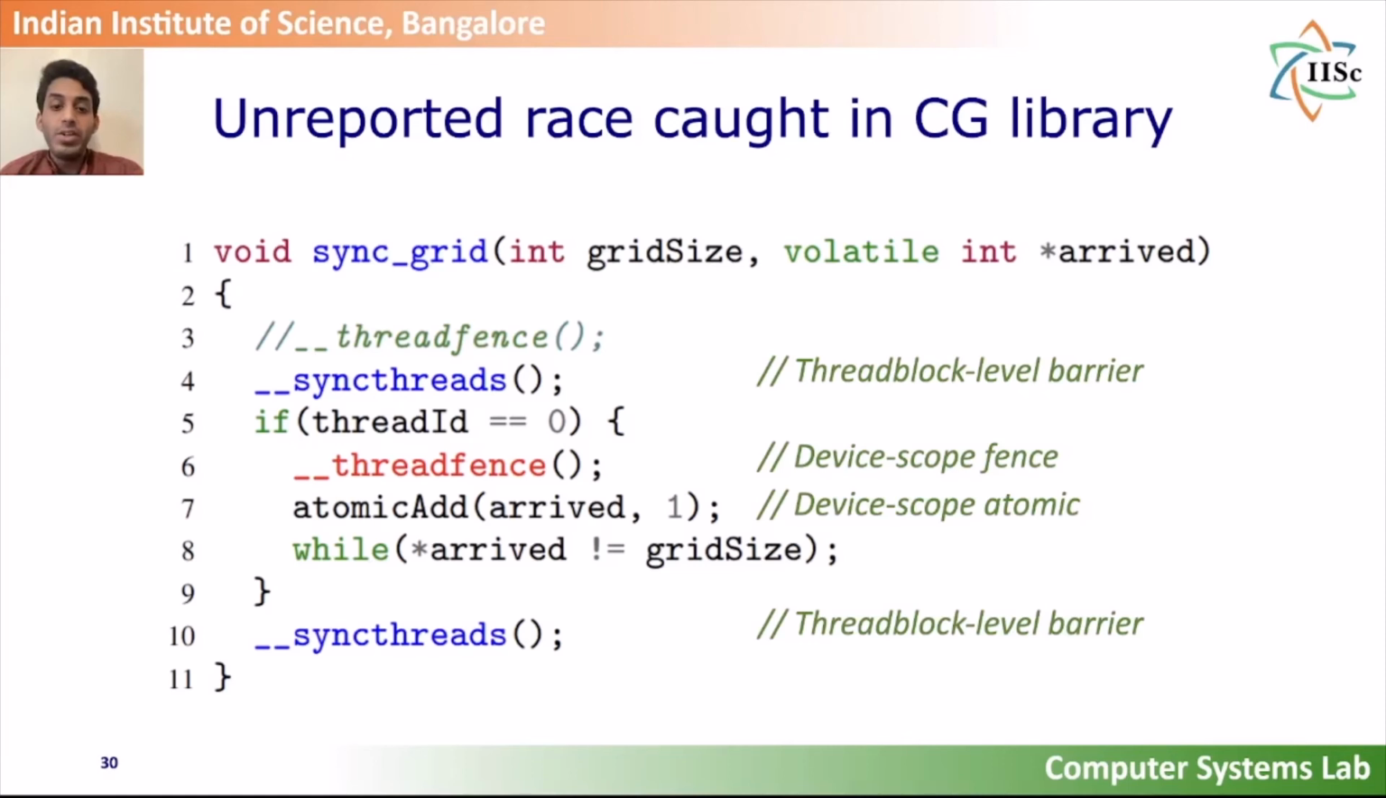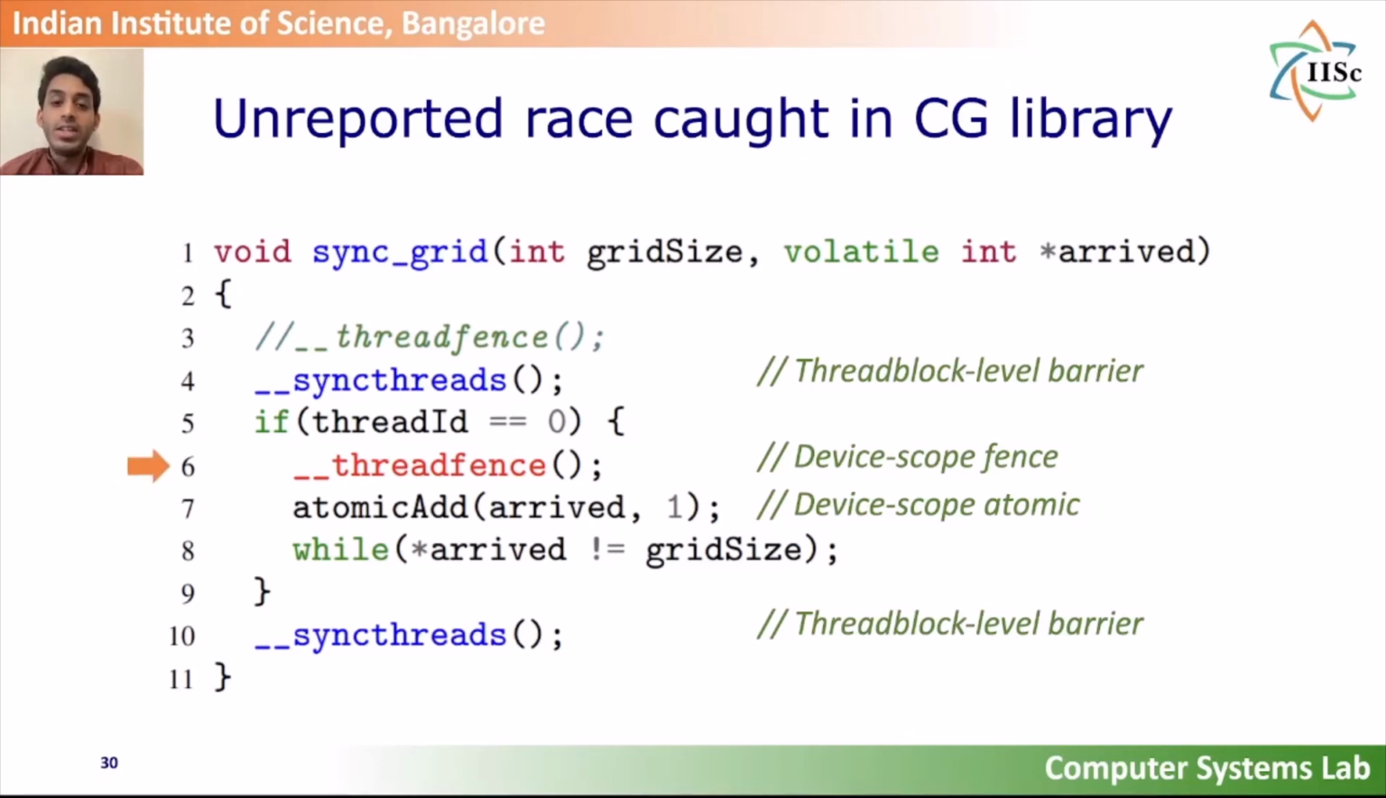Here, we see a simplified CUDA code snippet from the CG library where we detected a race. This function is executed by all the threads in the grid in order to synchronize them. We'll first see how this code is supposed to function, then I'll explain how it can create a race. First, line 4 contains sync threads, which is a thread block level barrier. It ensures that all threads are forced to wait until their entire thread block reaches that point. The if condition in line 5 ensures that lines 6 to 9 are executed by a single thread from each thread block, which we shall refer to as the leader thread.